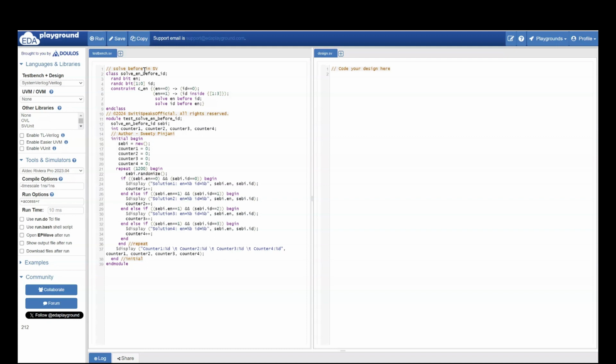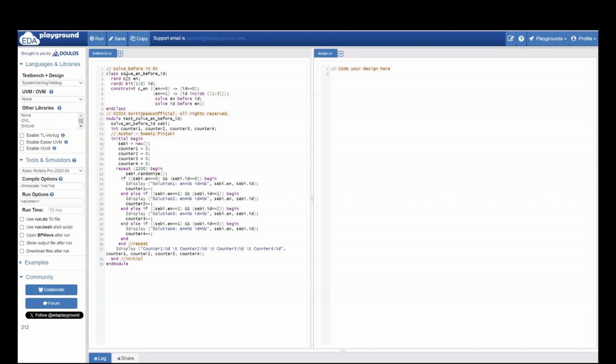And I will also share the video link about using the inside operator with constraints, so that you understand this particular line also properly. Now let's get started with this trick code.